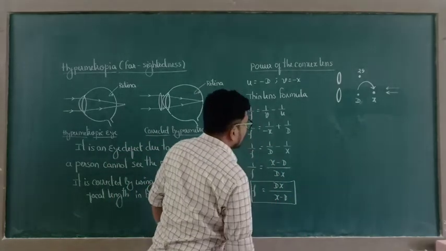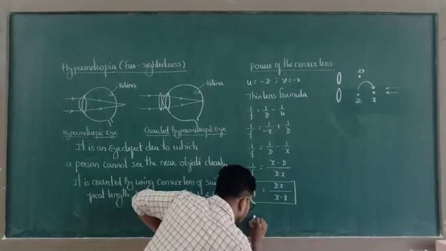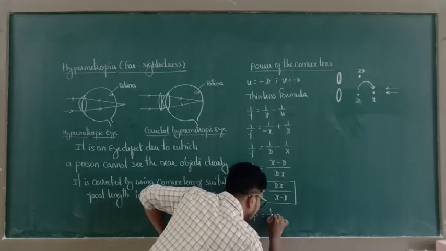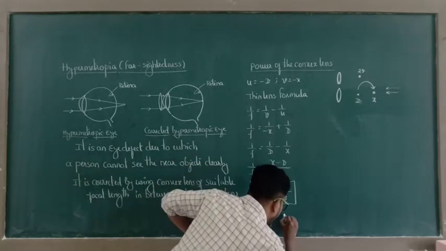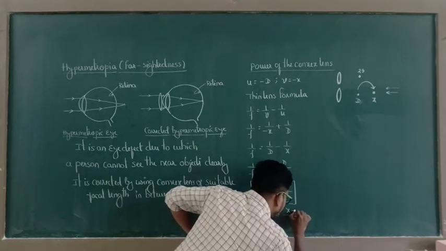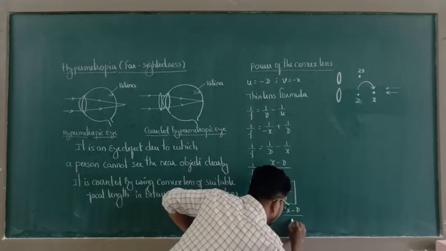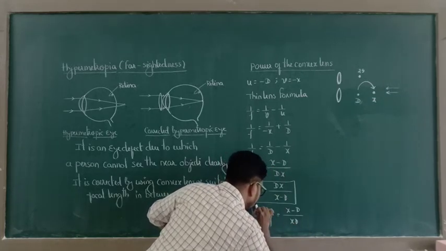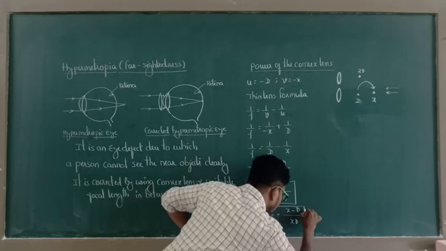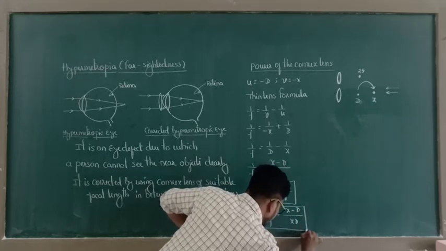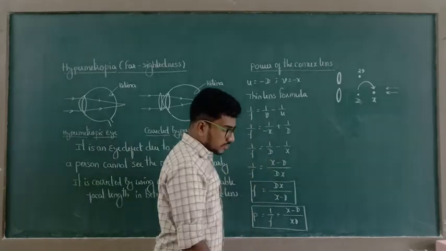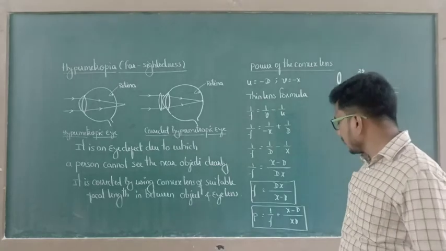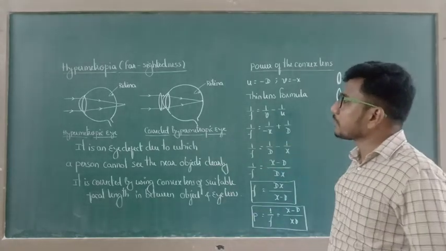Then power is equal to 1 by F. So 1 by F is equal to x minus D divided by xd or dx. So this is the formula to calculate the required focal length to correct the hypermetropic eye.